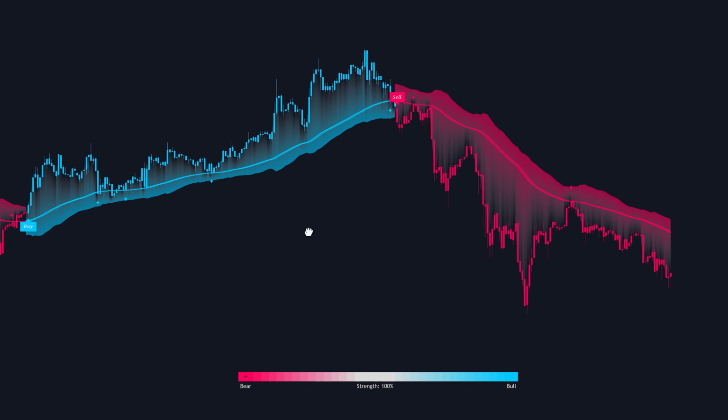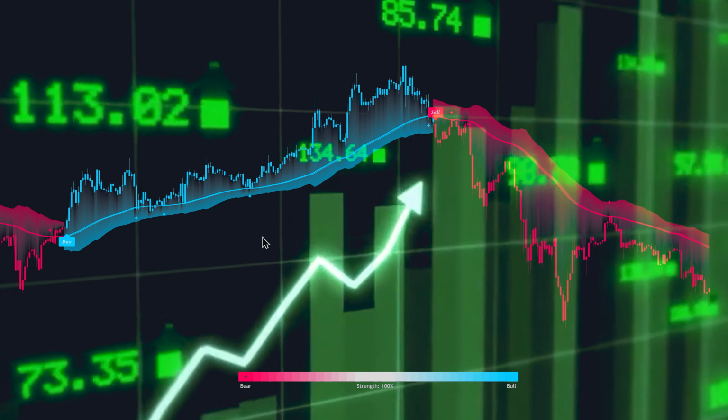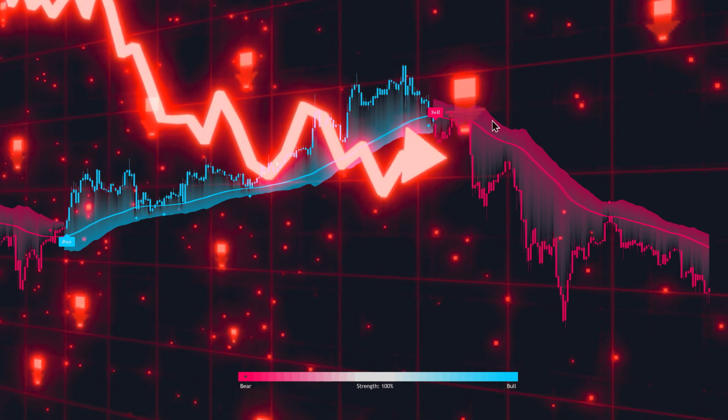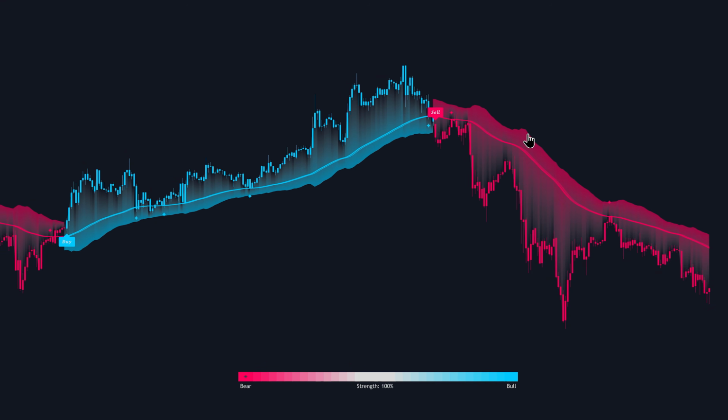Next, the regime colors. When the system is bullish, the cloud shifts into a bullish color theme, and when it's bearish, it shifts into a bearish theme. This is your first and most important read. It's telling you which side of the market has control right now.